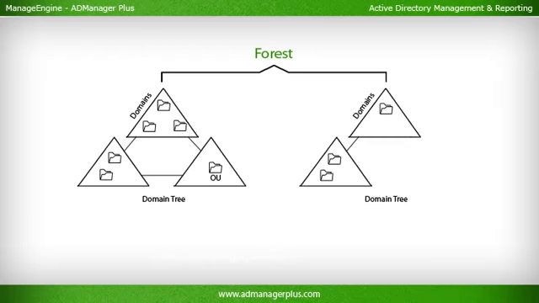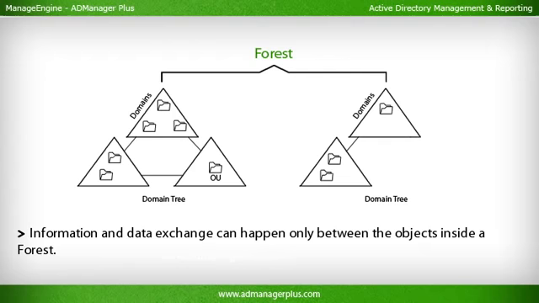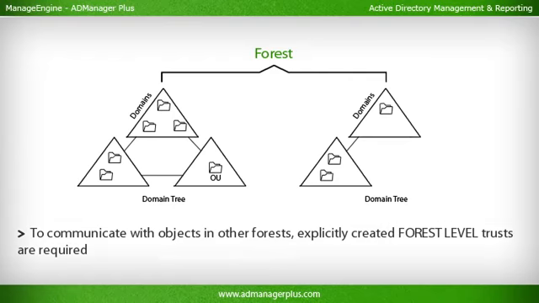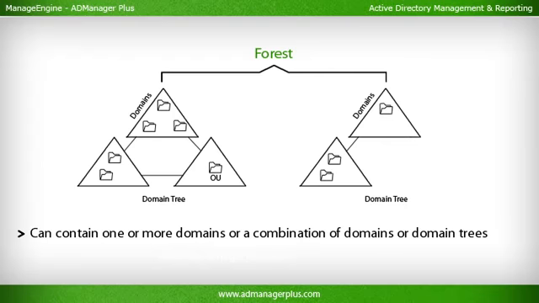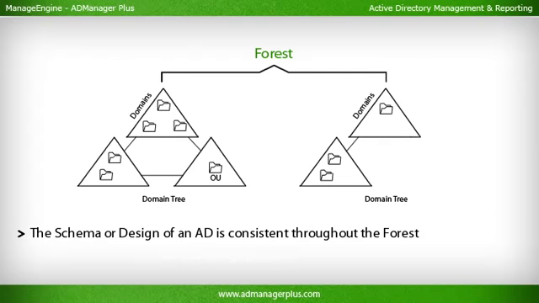Active Directory Forest. Highest level of security boundary. A complete Active Directory instance contains objects like domains, users, computers, printers and other network resources. Information and data exchange can happen only between the objects inside a forest. To communicate with objects in other forests, explicitly created forest-level trusts are required. Can contain one or more domains, or a combination of domains, or domain trees. The schema or design of an AD is consistent throughout the forest.